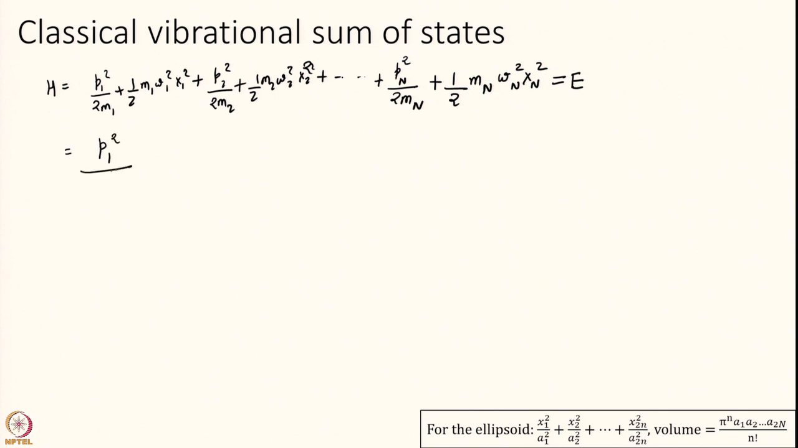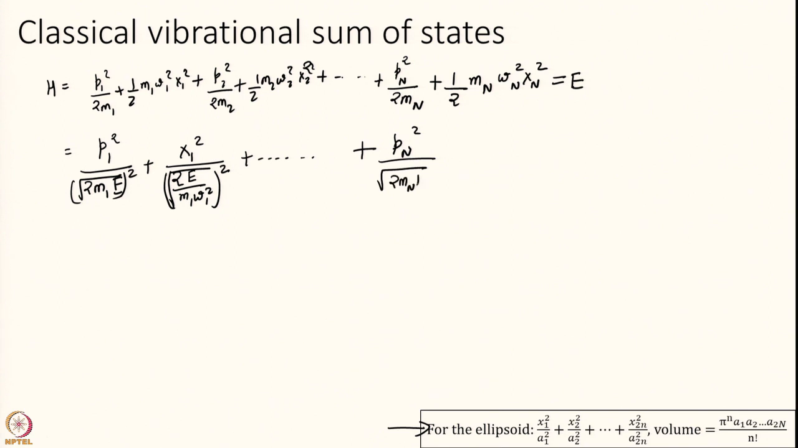The form is p1 square divided by root 2 m1 E square plus x1 square divided by root 2E by m1 omega 1 square, square, plus dot dot dot plus p n square divided by root 2 m n E square plus x n square divided by 2E by m n omega n square square root. Oh my god, I cut it off. This was a brutal beheading of 2E, is equal to 1. I have forgotten to write this is equal to 1. So, for this ellipsoid, the volume is given to be this.